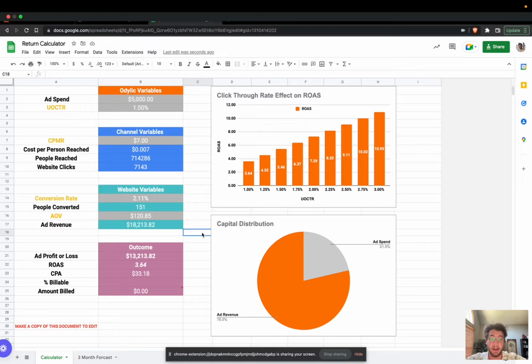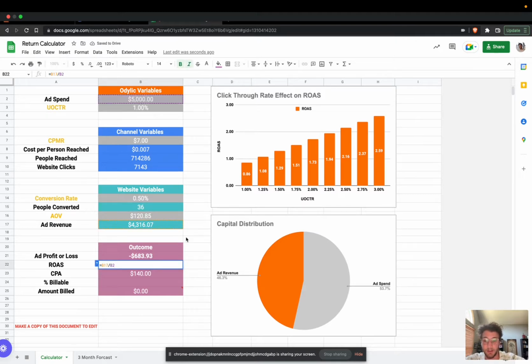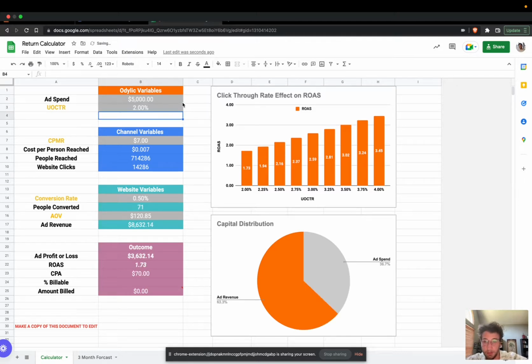So whenever we chat with prospects or even with clients, we'll go ahead, put their numbers in and see where the bottleneck is. So for example, if you only had 0.5% conversion, you're actually not even profitable. You have negative $683. And you might think, oh, it's because our ads aren't working. No, it's actually not because your ads aren't working. And this is a big misconception. When people think their ads aren't working, it's actually a lot of times their conversion's too low or their AOV is too low, but they don't realize that. So in this case, conversion's obviously too low. Even if we had 2% of people clicking, we wouldn't be that profitable.